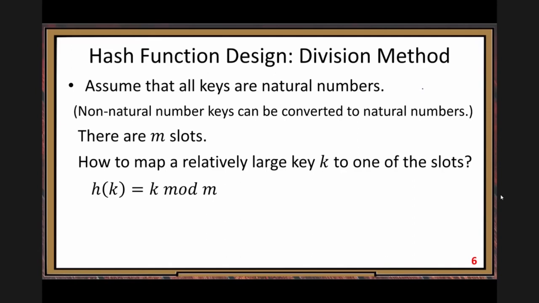So you get a small number, and that number is smaller than slot number m. So you can find the location in your storage table. M slots, we call that table the hash table. So those m slots form a hash table. This hash function does that mapping.